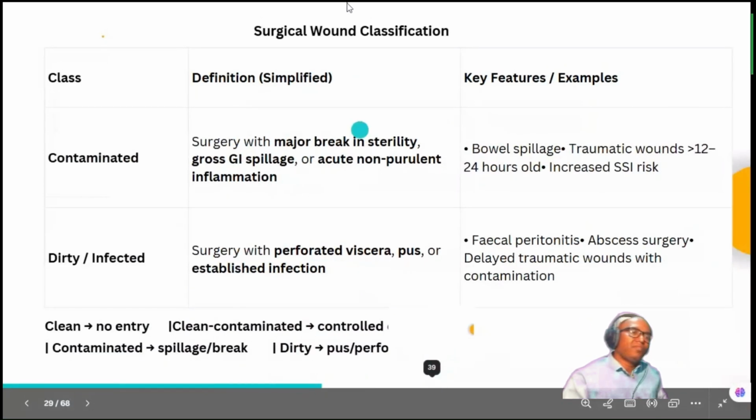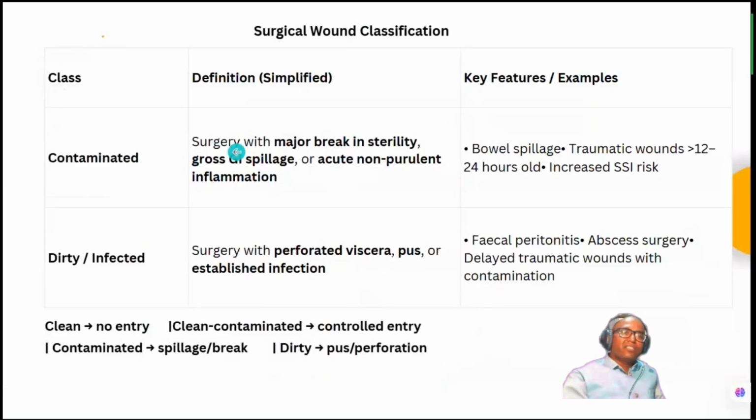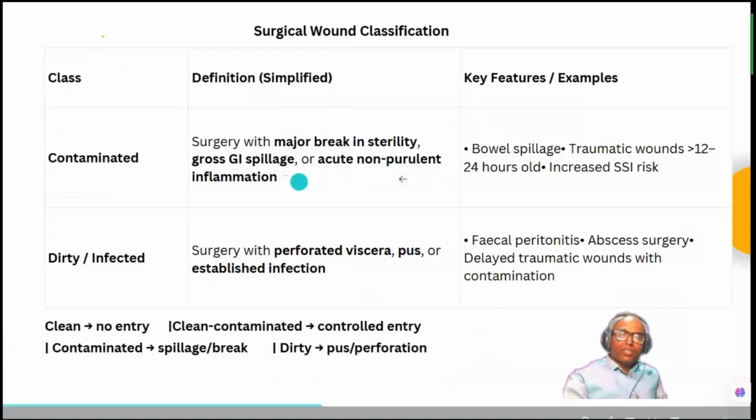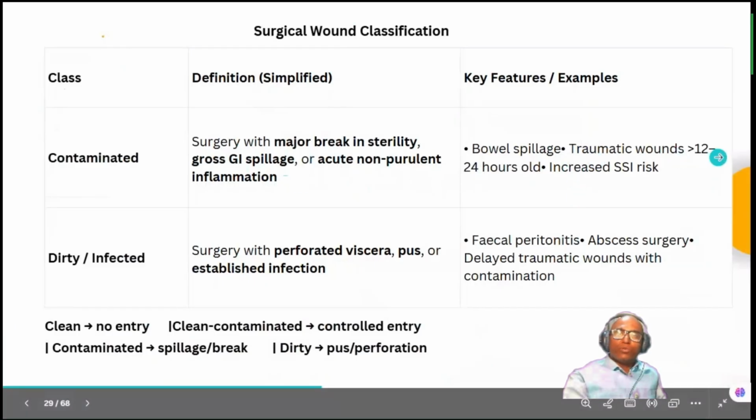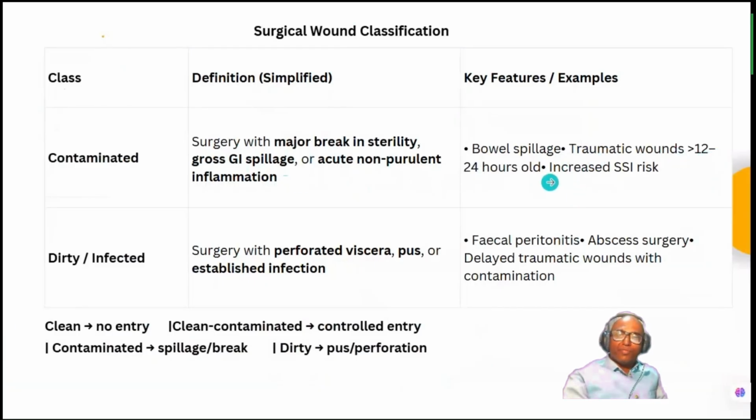Now, the next classification type of wound is contaminated. That is surgery with a major break in the sterility. There is gross GI spillage or acute non-purulent inflammation. That is a bowel spillage or traumatic wound more than 12 to 24 hours. And these will increase the surgical site infection risk.